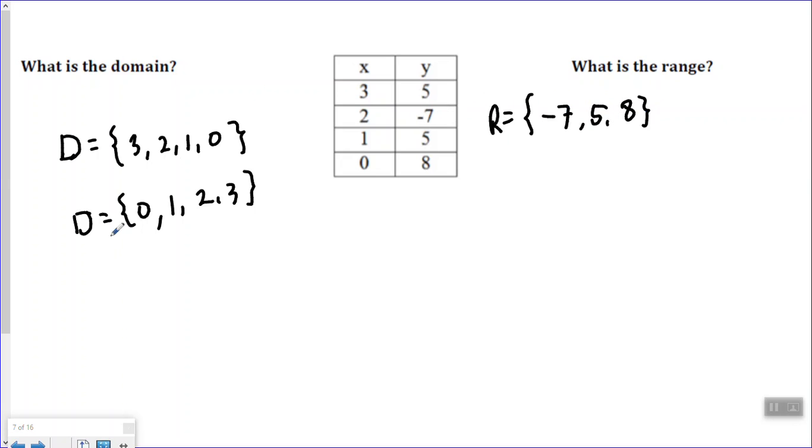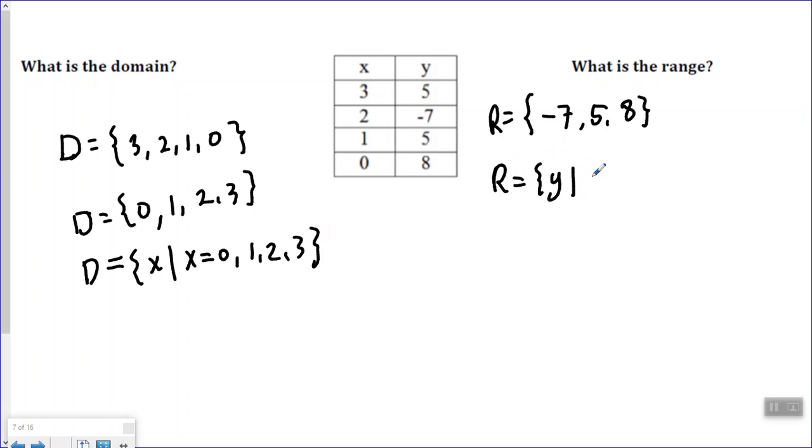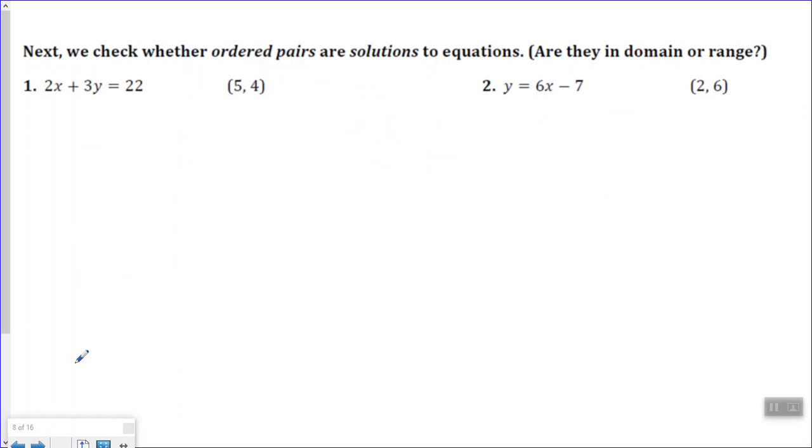And sometimes they might write it this way. You might see x such that x equals 0, 1, 2, 3. For range, you might see all the y values such that y equals -7, 5, and 8. So I'm just telling you, you might see this set builder notation for domain and range.